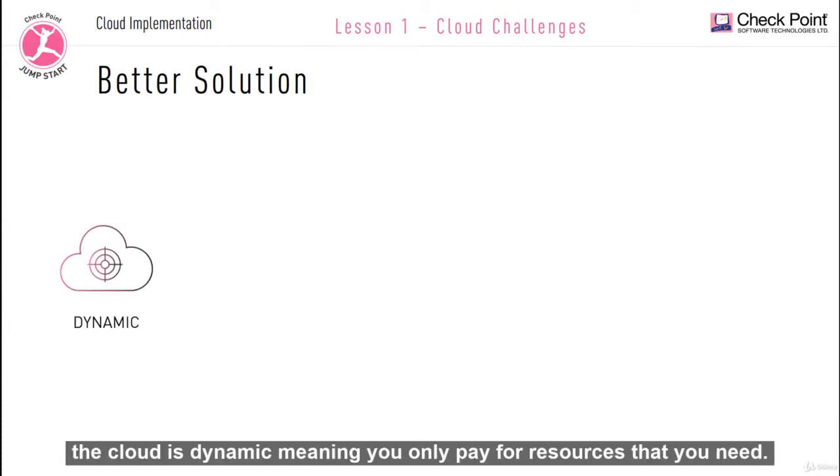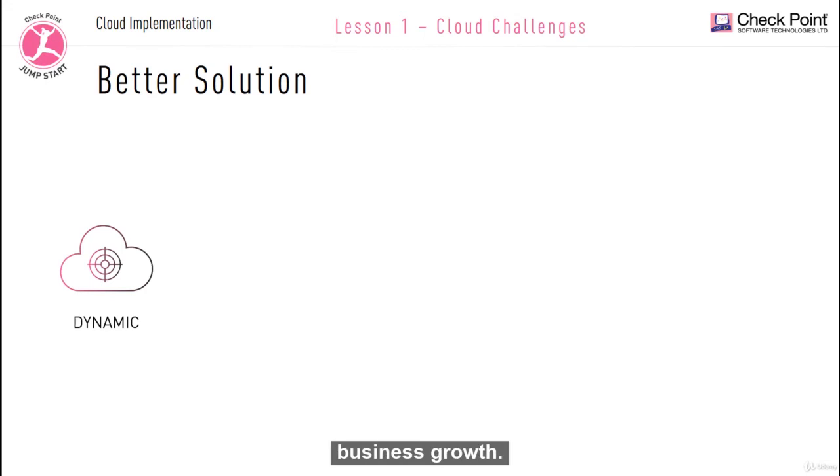First off, the cloud is dynamic, meaning you only pay for resources that you need. It's like being billed for a utility such as electricity or a heating bill. Customers can rent equipment in the cloud and spin up networks and workloads as needed to align with business expansion, demands, and potential business growth. The cloud is agile.